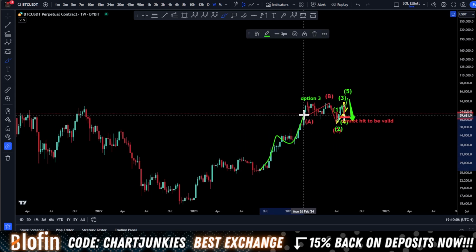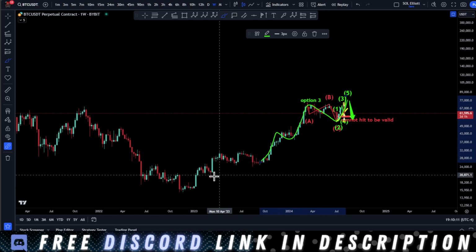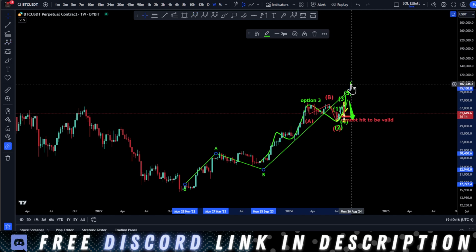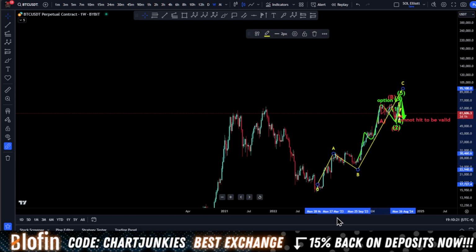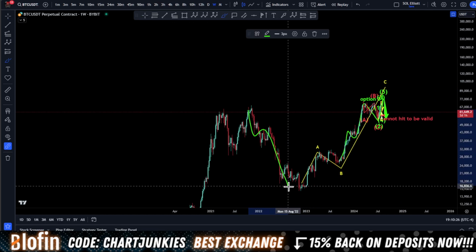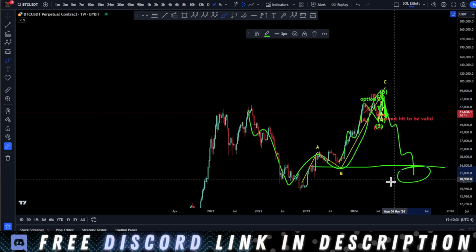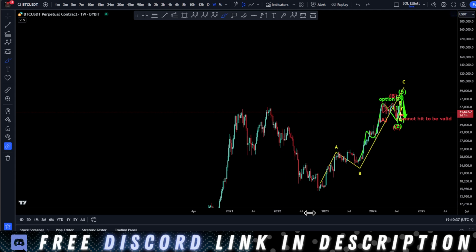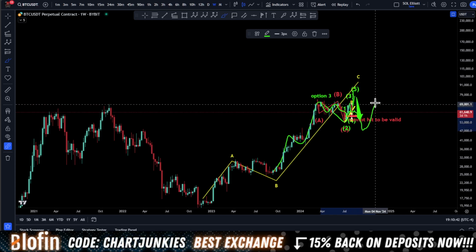For a 1, 2, 3, 4, 5. Finished 5 waves. And that would look more like an ABC than anything else. And with a completed structure like that, with an ABC structure like so, we have a correction down, correction up, and then we can impulse to the downside at least to our 25K level, right?